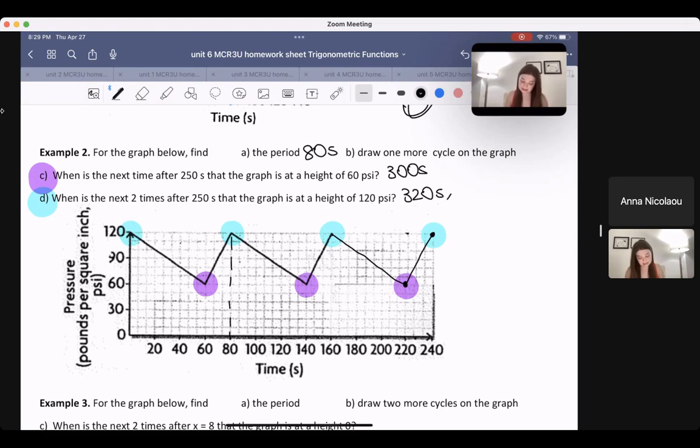And then it did say the next two times after. So when's the next time after that? It would be another 80. So that would be 400 seconds. And there we go. Voila.